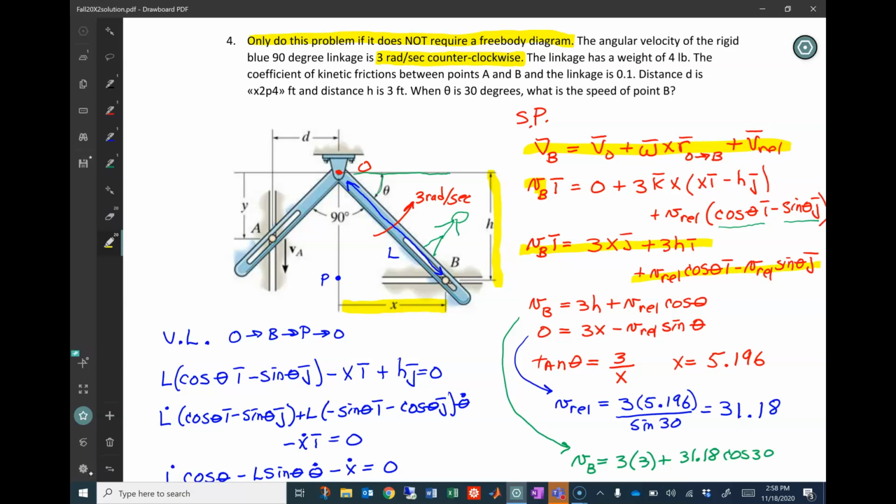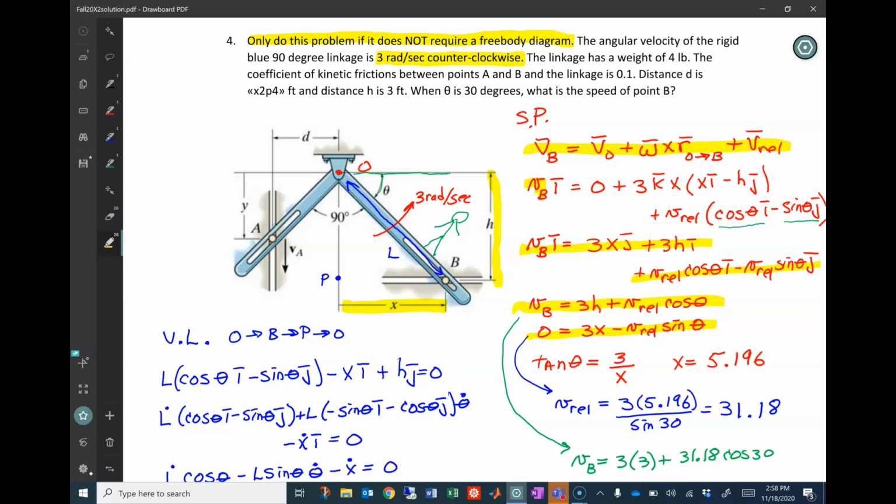And then after you do cross products, you take all of the i's on the left and equal to the i's on the right, which is here, and all the j's on the left and j's on the right, which is there. And the number of things that are unknown is you don't know VB, you don't know VREL, and I don't know X. I do know H, that was given, but I don't know X. So I've got to find X.